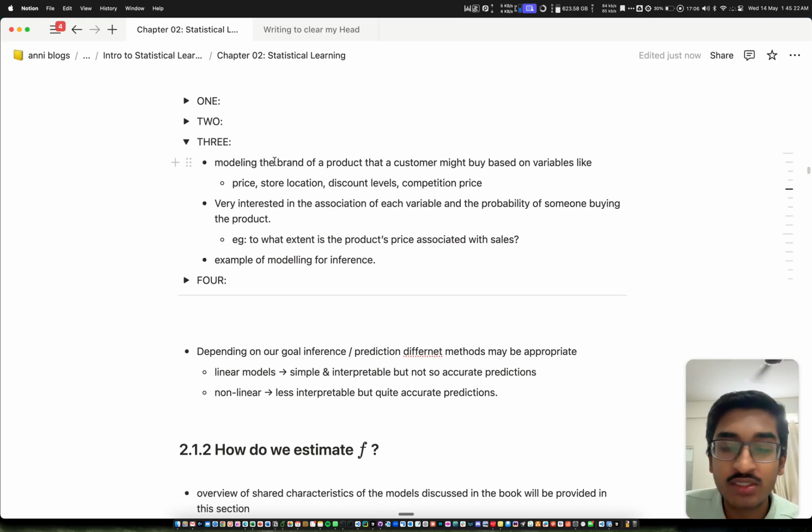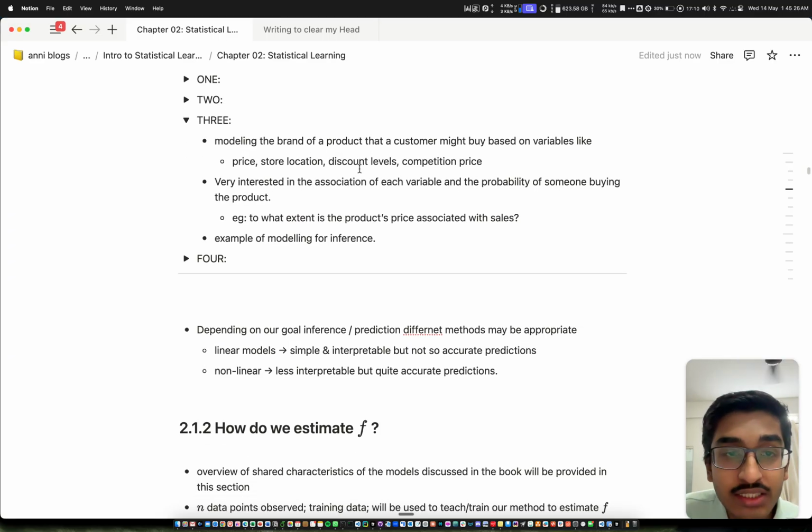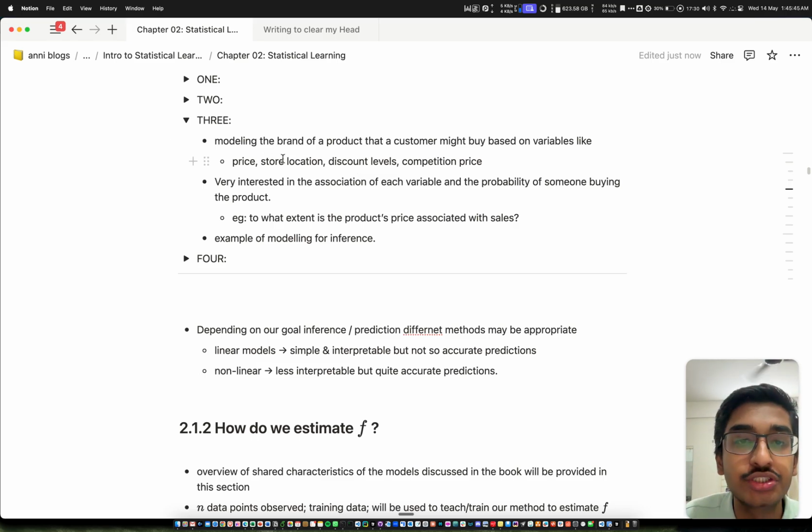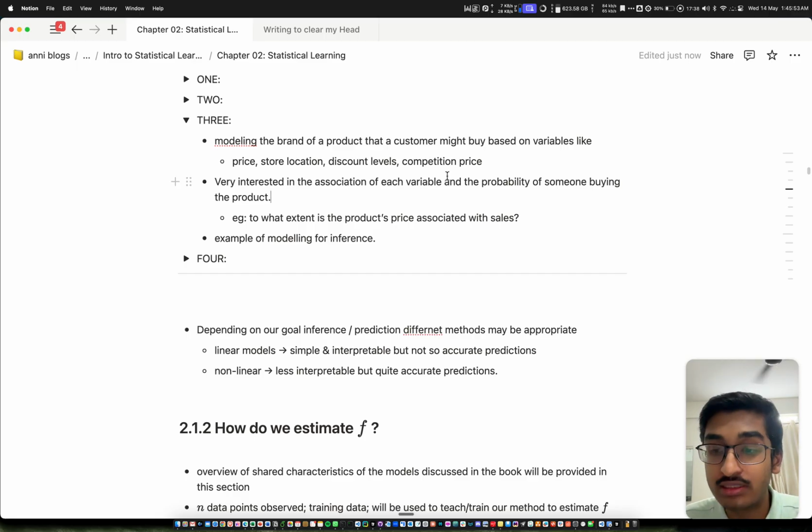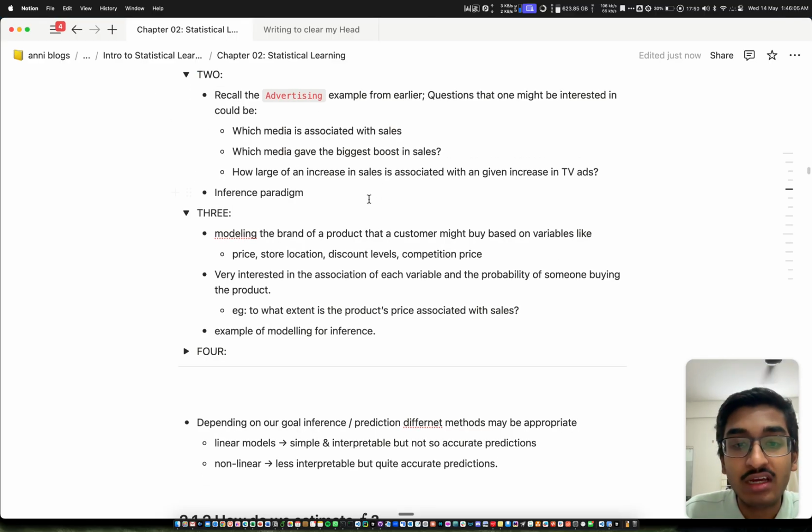The third example is modeling the brand of a product. Customers might buy based on variables. So let's say I go to buy a shoe, again coming back to shoes. Do I buy a Nike shoe or a Puma shoe or an Adidas shoe? What shoe should I buy? It's contingent on multiple variables like price, store location, discount levels, competition price. So if my Nike shoe is 6,000 rupees, how much is my Adidas shoe? Is it 5,000 or is it 10,000? I would probably buy the Nike one if the other is 10,000, right? So again, it's an inference problem, just like the advertising example, where the company really wants to know how much each factor predicts a consumer's desire to buy a particular product, in comparison to other ones.